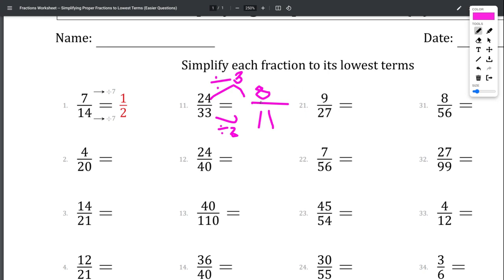Let's see, can we divide 8 and 11 by anything? No. So for this one, number 21, it's divisible by 1. I mean it is, but that's not going to simplify anything. 2, no. 3, it is. So we're just going to divide by 3 to get to 3, and then 27 divided by 3 is 9. And I don't know if you noticed, but here we said 9 divided by 3 is 3, and we know that 3 divided by 3 is 1. That means we can do this again if we divide it by 3. So divide by 3, and end up getting 1 over 3.